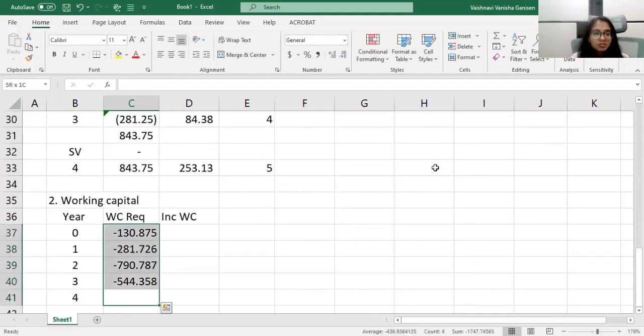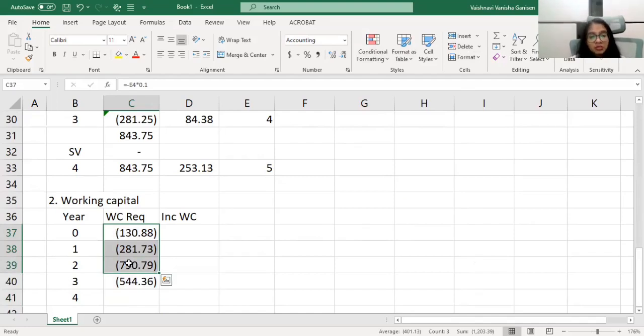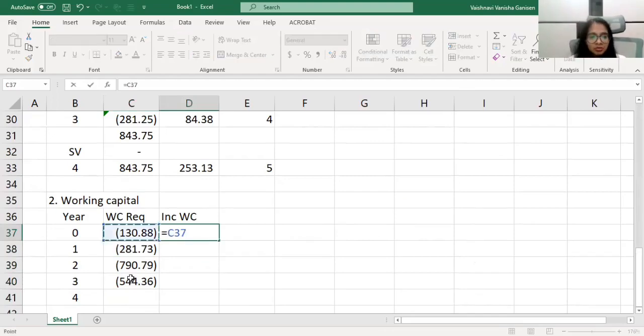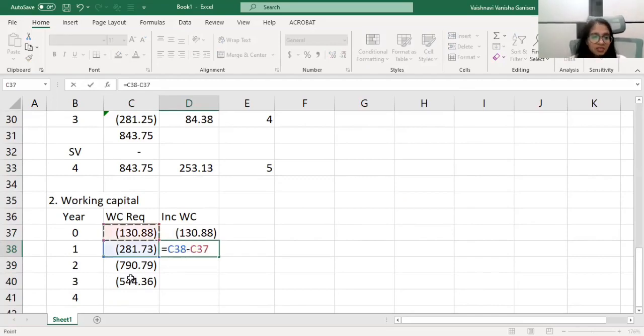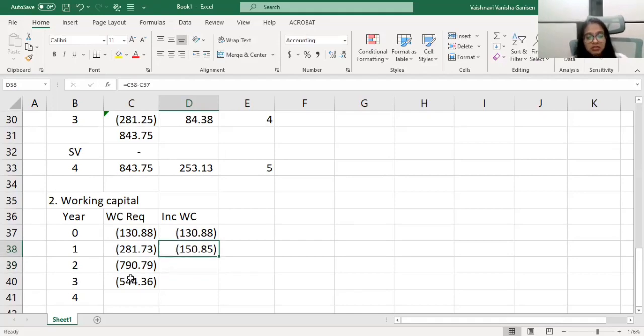Now guys, I want you to see that the investment in working capital is increasing in year 1, year 2, from year 0 to year 1, from year 1 to year 2. But from year 2 to year 3, it is decreasing. So what do you need to do, or how do you do it? Equals to this. Now, how much is your incremental working capital? It is, you take 281 minus 130. This is your incremental working capital. You copy, you paste it.